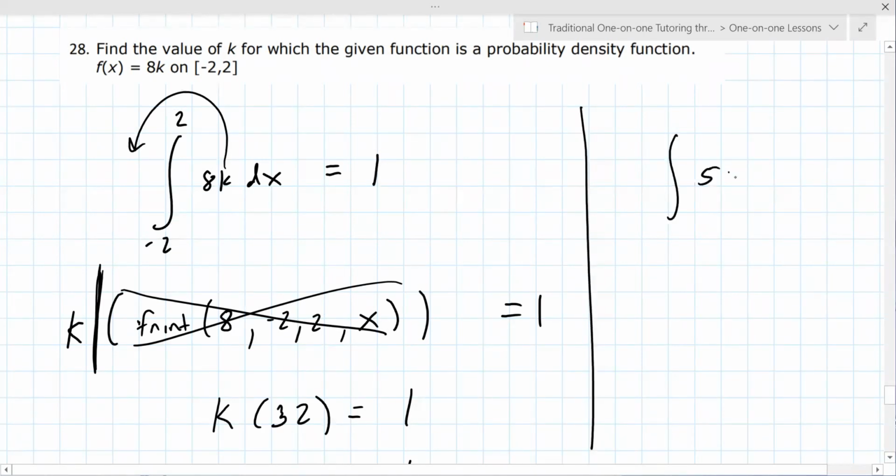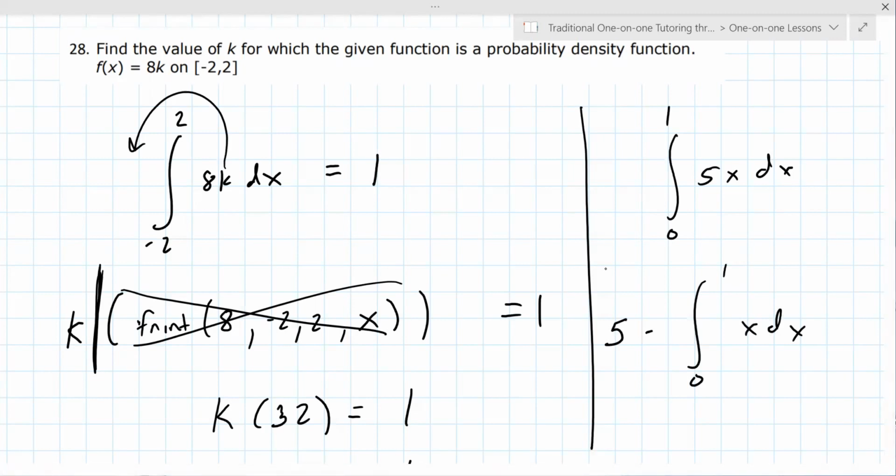Here's what I keep hearing, and you have to tell me if this is wrong. So let's just say it's from 0 to 1, 5x dx. I would enter this into your calculator as is, but you could do 5 times the integral from 0 to 1 of x dx, and you'll get the same thing. My only confusion was because you took out, you just had me put 8 in. Is that just because it's not x? Is that the only reason you didn't include the k?